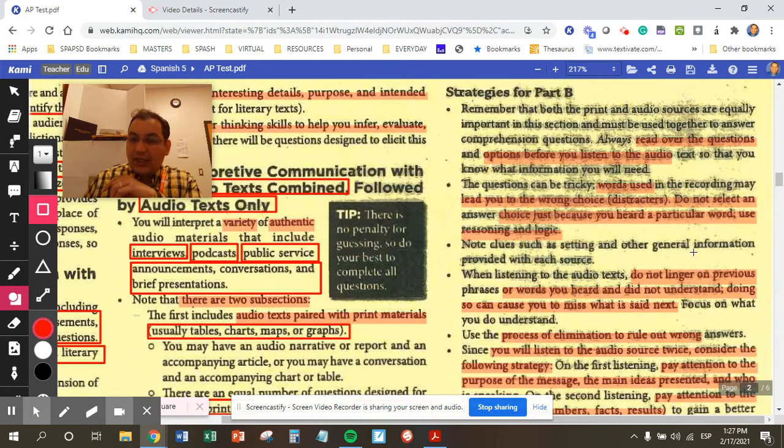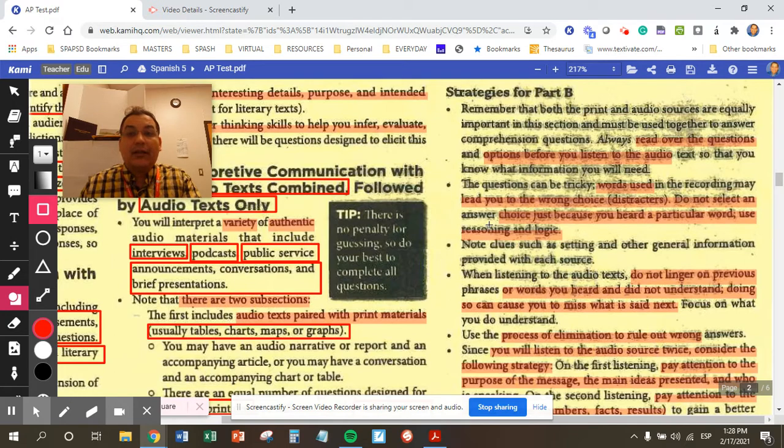The questions can be tricky. Words used in the recording may lead you to the wrong choice, and that's tricky. That's really important to know. Just because you understand one word doesn't mean that's exactly what they're talking about. You need to understand the context, right, and how they're using that word. Do not answer a choice just because you heard a particular word.